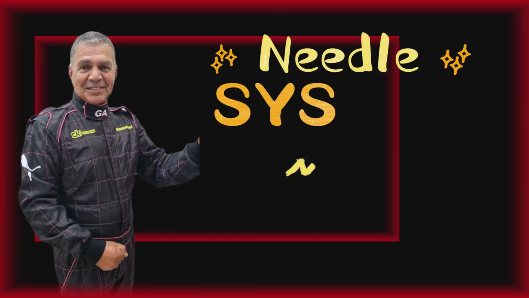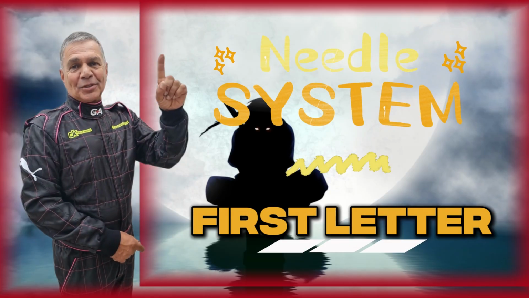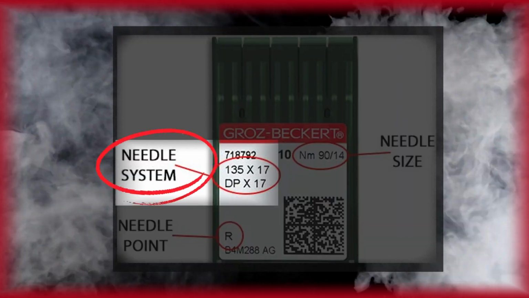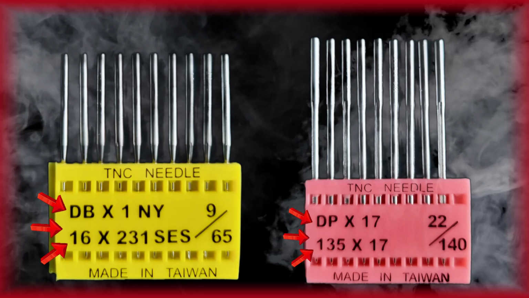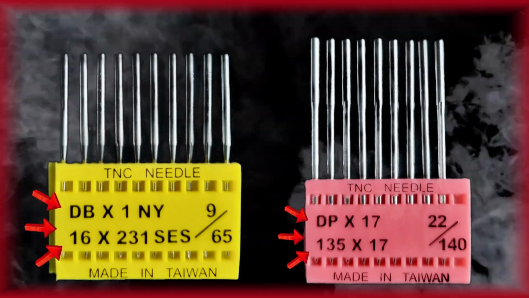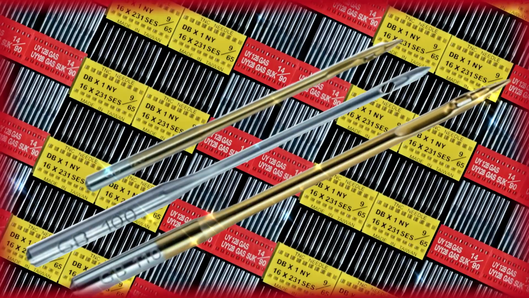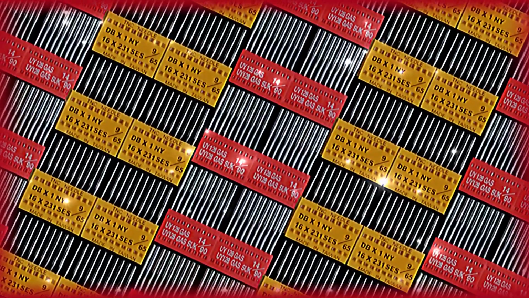First up, needle systems. This is like your needle's birth name or secret code. Machines are picky. They require a specific type of needle known as the needle system. This system is based on the needle's physical attributes like length and thickness. It is crucial to use the correct needle system for your machine.